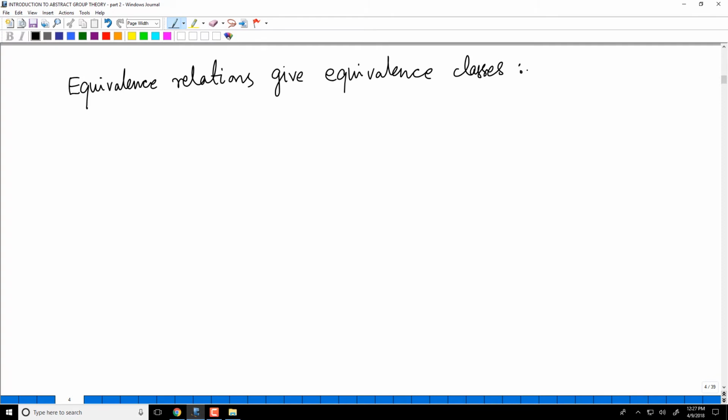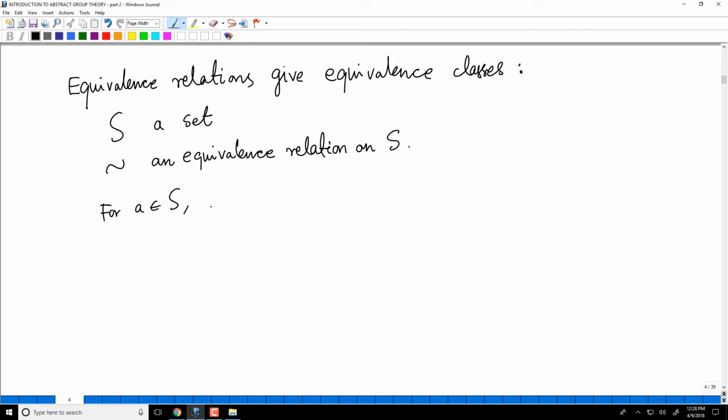So what do I mean? Let's say S is an arbitrary set. I am going back to the general setting of a set and an equivalence relation on that set. Now for a in S, define the equivalence class of a.